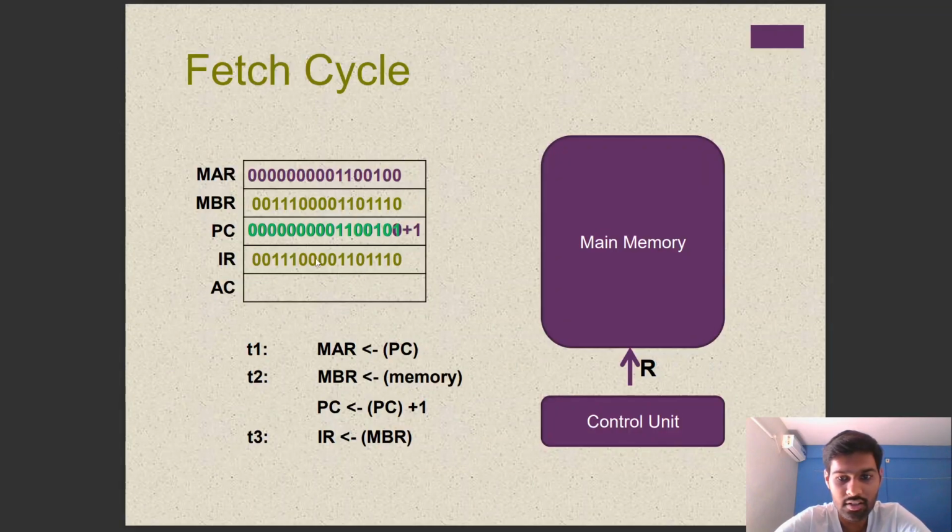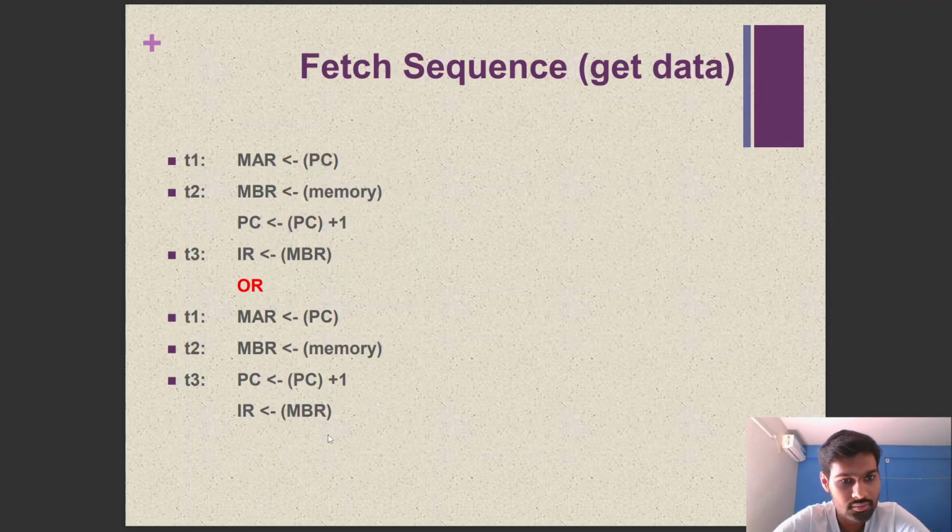This is fetch cycle. In T1 cycle, program counter to MAR, memory to MBR, and program counter increment. And T3, MBR to IR. This is the same as the previous one.